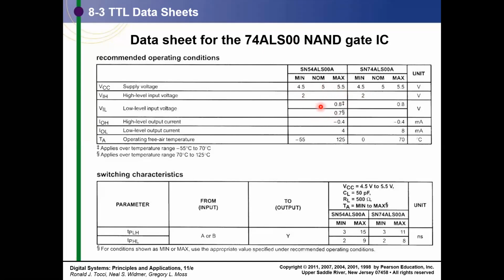You see VIL is written as two values over here, 0.8 and 0.7. If you see the note, the temperature range you are working on changes the input low level. If you are working between -55 to 70 degrees centigrade, then 0.8 is the maximum value of logic low. But if you go to a higher temperature, this value reduces. It cannot take even 0.8 as a logic low.